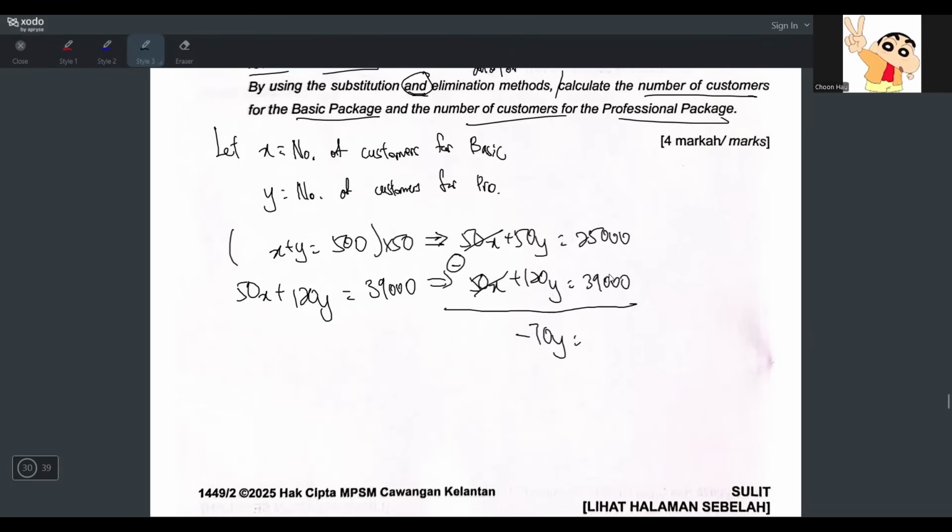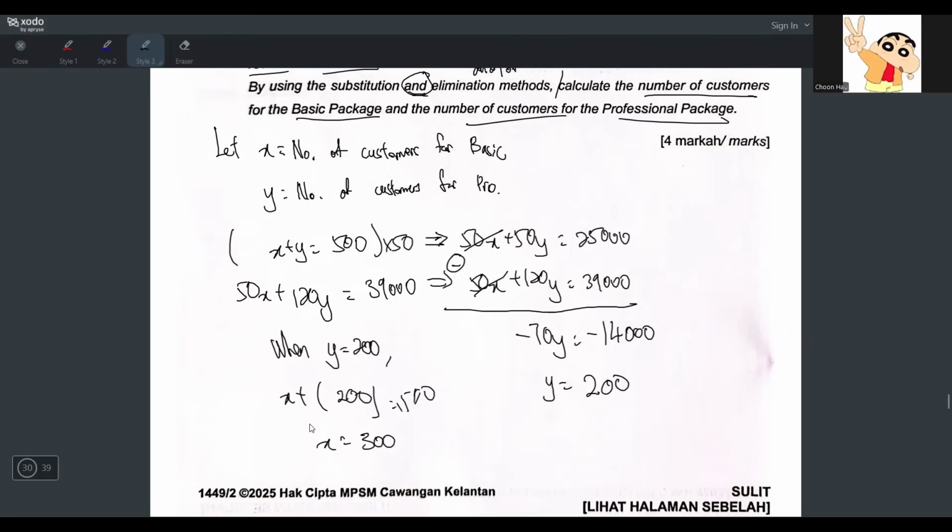And then for this one you press 25,000 minus 39,000, which is negative 14,000. So your Y will be negative 14,000 divided by negative 70, which is positive 200. Okay, how to find X? Just substitute Y equals 200 back into the first equation. X plus Y equals 500, and Y is 200, so 500 minus 200 is 300. So that's your answer.